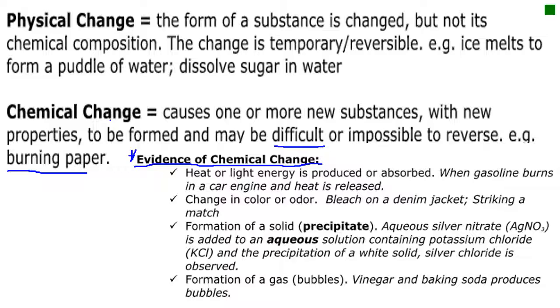When you have a change in color or a change in odor, you have a formation of a solid. Fancy word for that is precipitating. So if we add a chemical called aqueous silver nitrate, so it's just this chemical silver nitrate in water, if we add that to potassium chloride, we get the formation of a white solid, which is silver chloride. That's evidence of a chemical reaction. And the one that we're all very, very familiar with is the formation of gas bubbles.